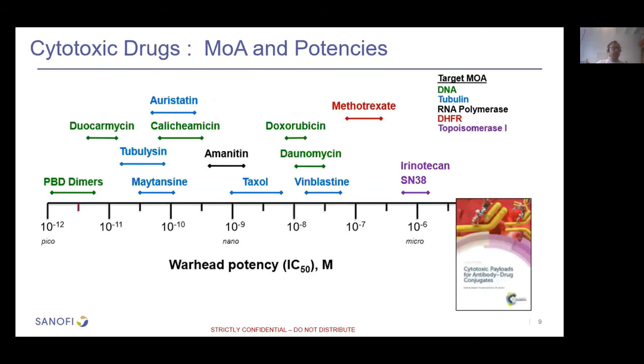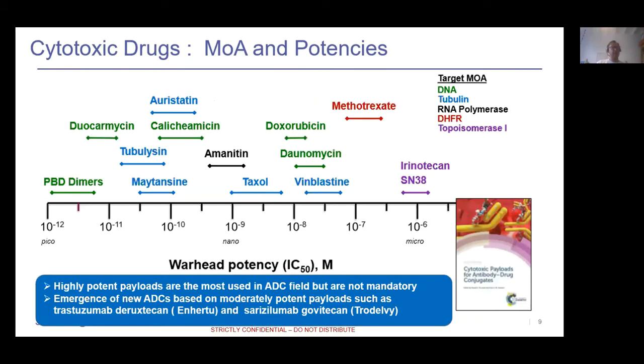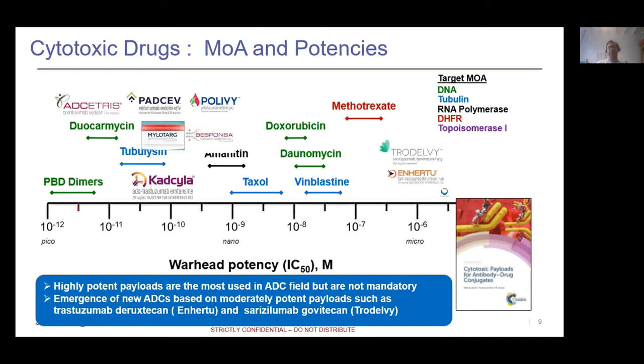So selection of the payload is obviously of great importance. And as you can see on this slide, there is a broad range of mechanisms of action being used to develop ADCs: DNA binder, tubulin binder, RNA polymerase, and topoisomerase. Tubulin binders and DNA binders are really the most popular and, I would say, among the most potent payloads.